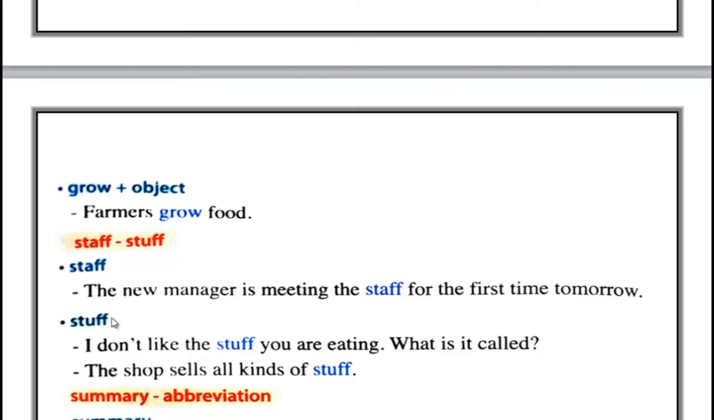But stuff means kinds of things. I don't like the stuff you are eating. I don't like the things you are eating, the meals or the food you are eating. The shop sells all kinds of stuff, everything.